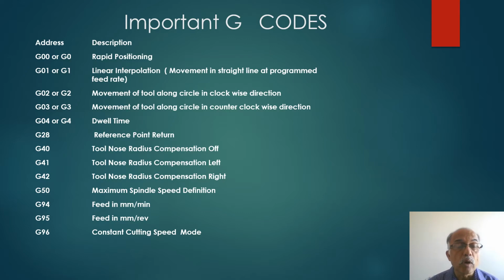G96 is constant cutting speed mode. In this constant cutting speed mode, as the diameter reduces, the spindle speed increases according to constant cutting speed defined by us. G97 is constant spindle speed mode. When I say G97 S1500, then spindle will rotate at the speed of 1500 rpm irrespective of diameter of cutting.